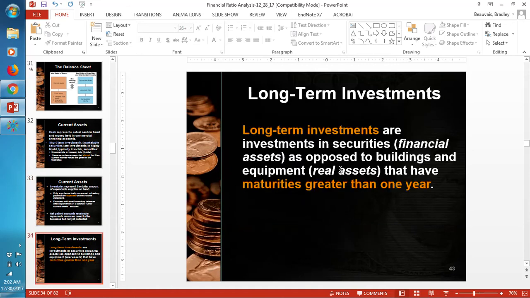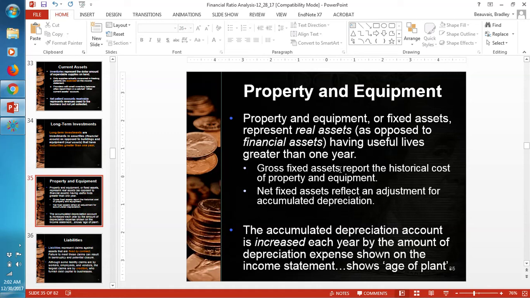Now, long-term investments are investments in securities or any financial asset, as opposed to buildings that are real assets, that have maturities greater than 1 year. Thus the term long-term versus a current investment. And then property and equipment is any fixed asset or real asset having a useful life greater than 1 year. Important area, just to gain some fidelity with what the ratios that we're going to talk about in a little bit can do from a balance sheet perspective.